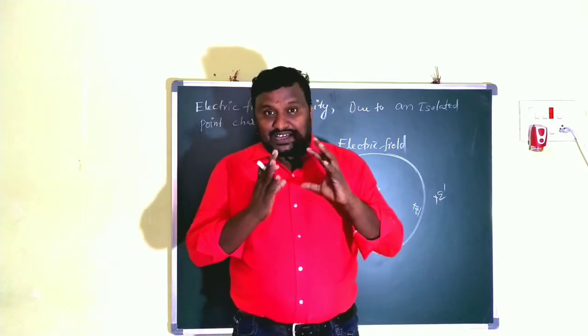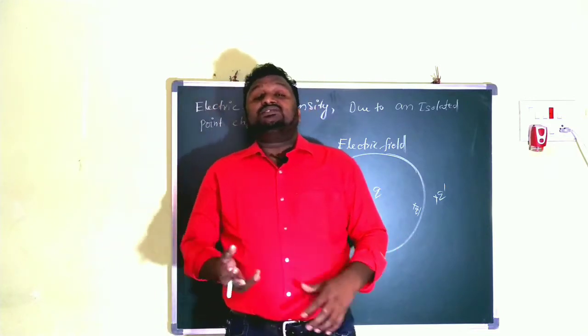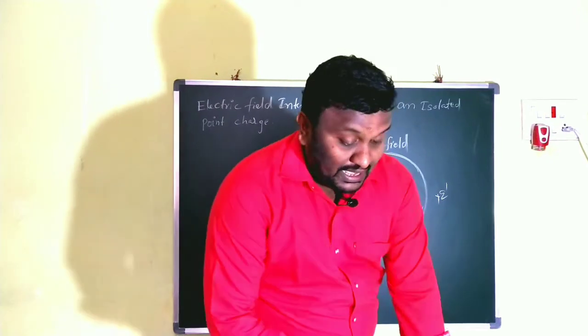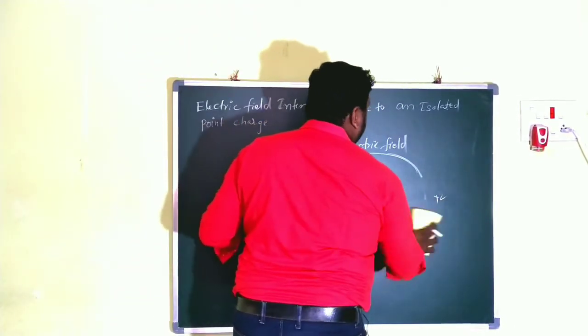Clear children? This is the electric field. The space around the charge which is in its influence is called simply electric field. Clear? Now you want to know about the electric field intensity. What is meant by electric field intensity?